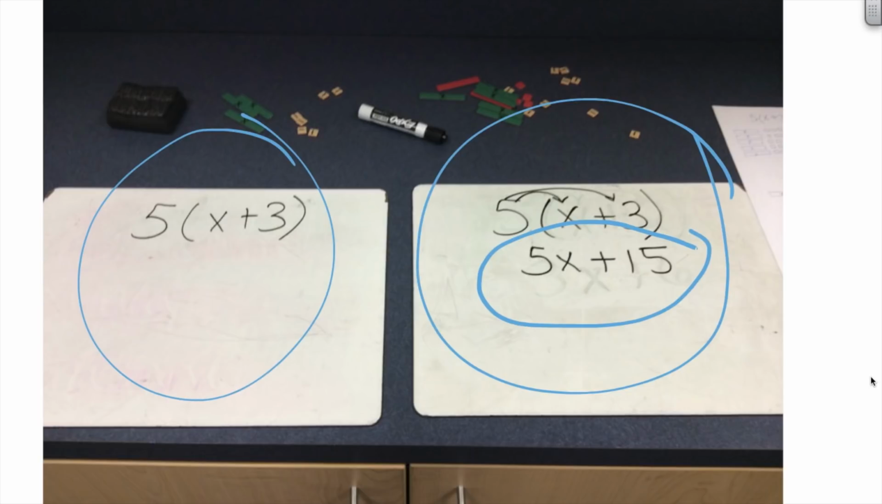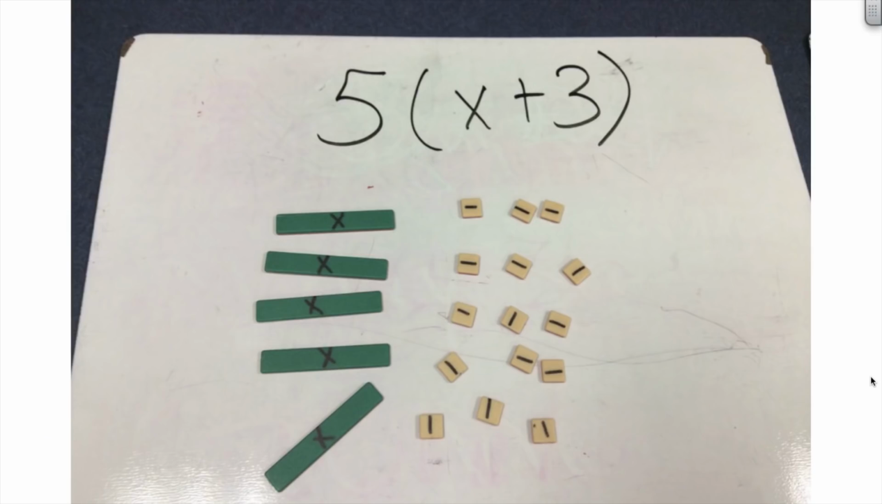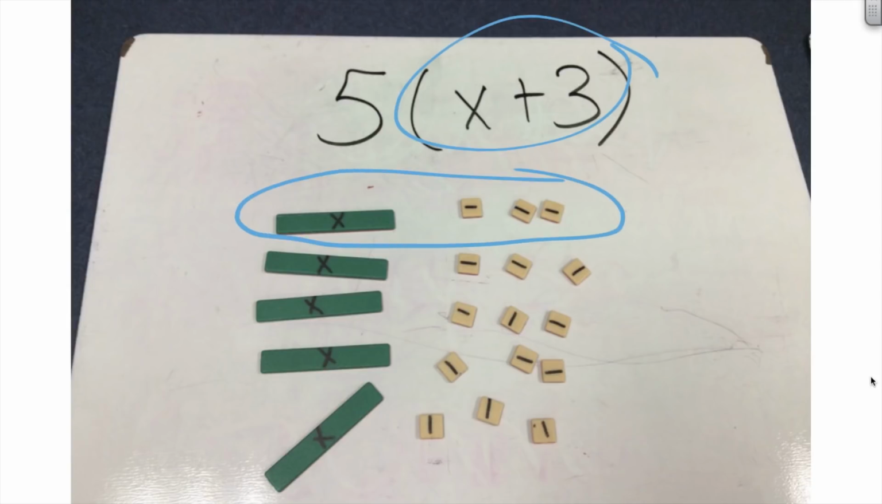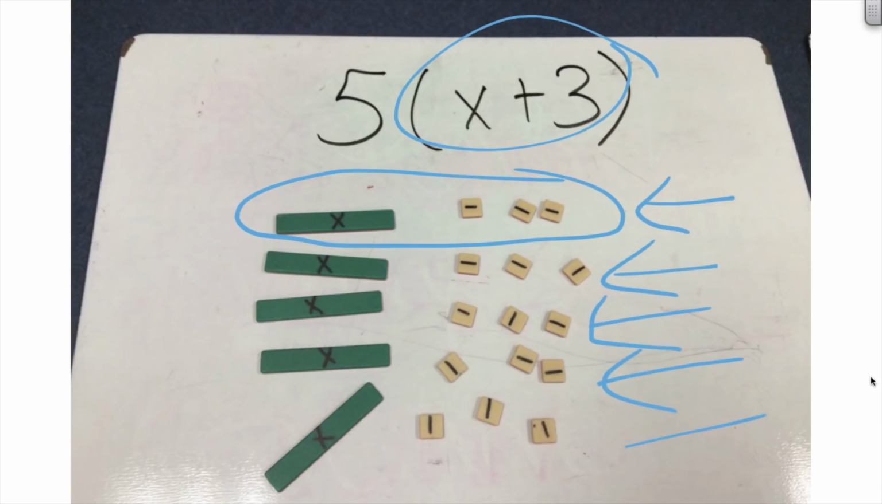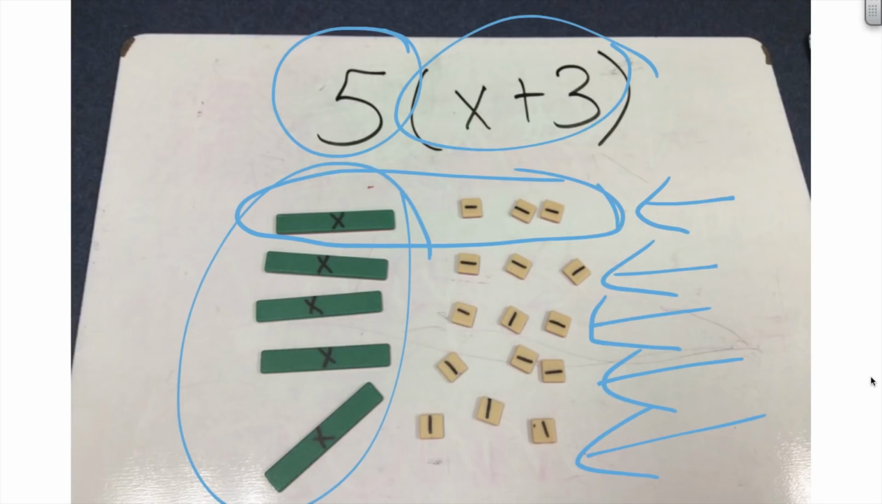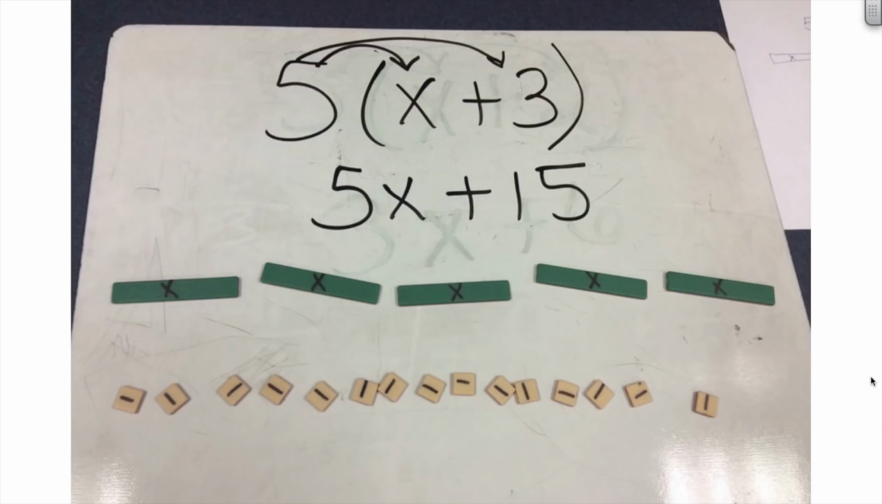So now on my second slide, I'm going to show you the undistributed way, 5 parentheses x plus 3, and how I modeled that with my manipulatives. I took the x plus 3, which is modeled right here, and I did it 5 times. 1, 2, 3, 4, 5. And I did that 5 times because of this 5 right here. And you can see that I have 5 x's and 15 ones.